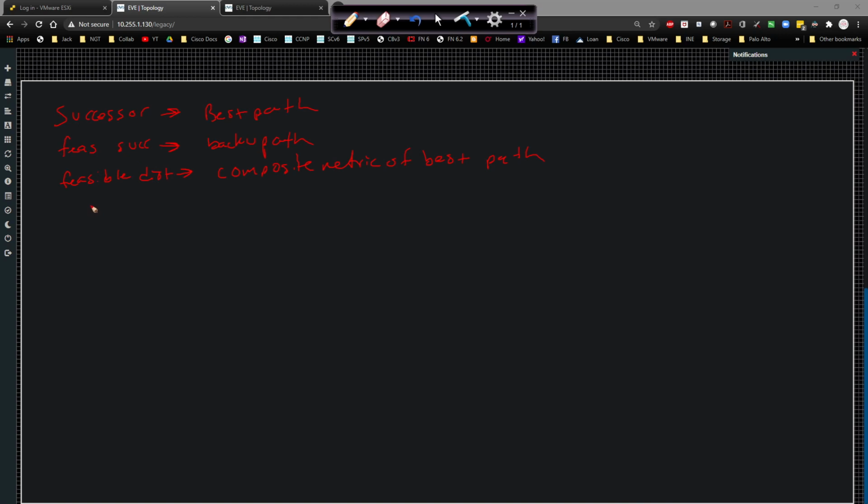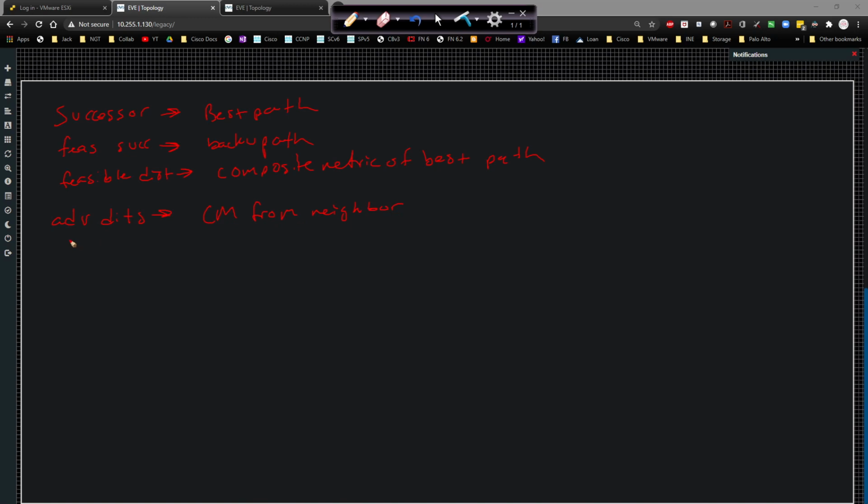We have the advertised distance. I'm going to put ADV, advertised distance. The advertised distance is the composite metric learned by the neighbor. So this is going to be the composite metric from the neighbor.